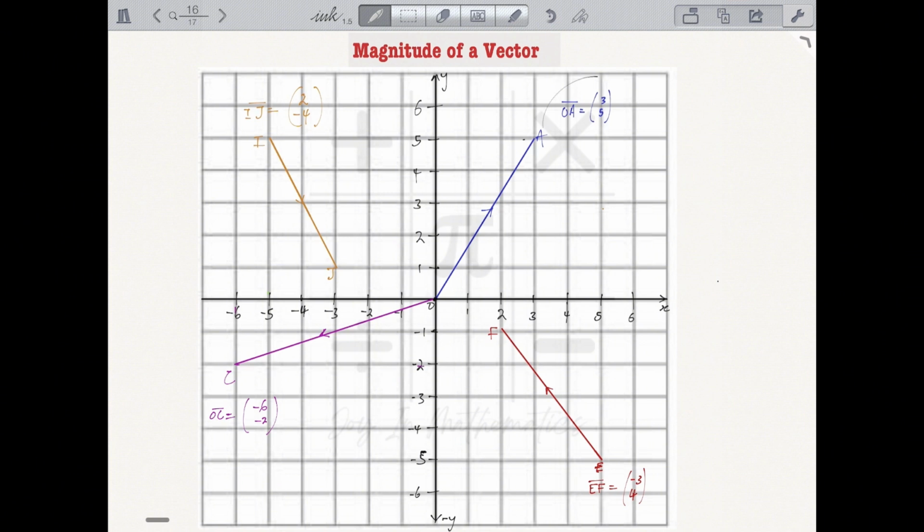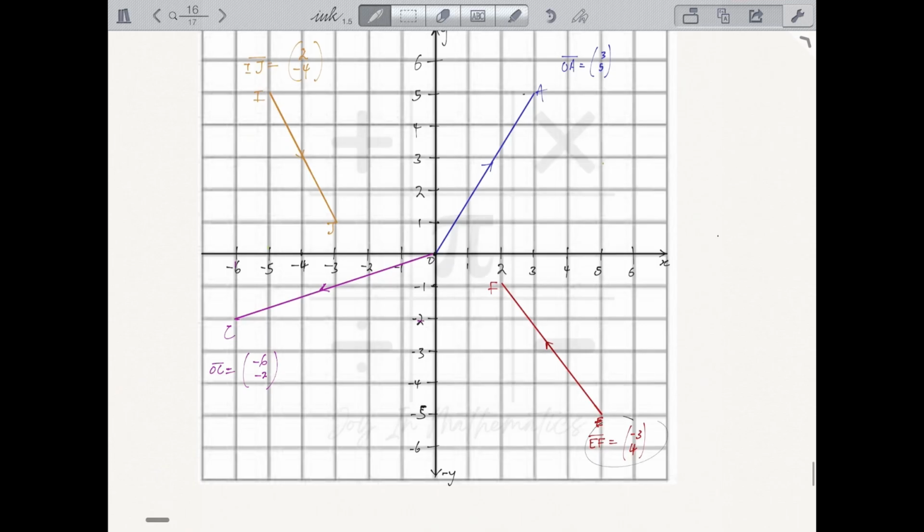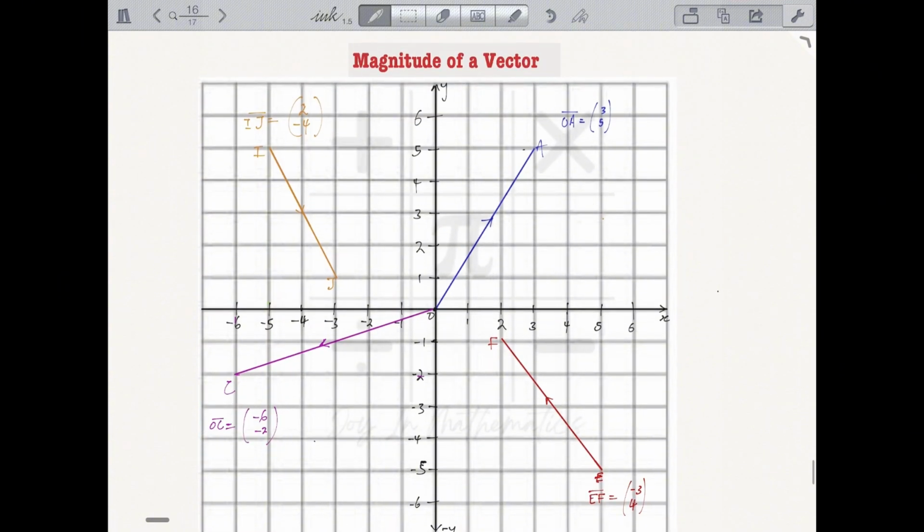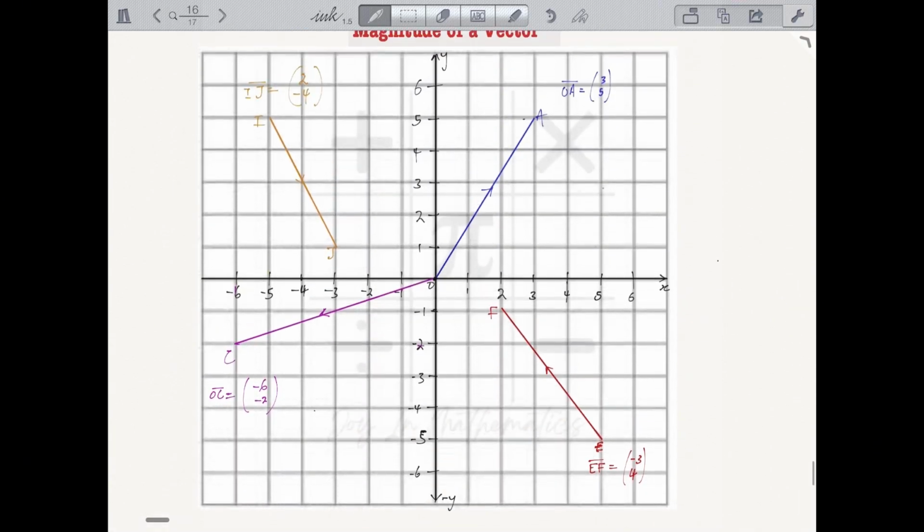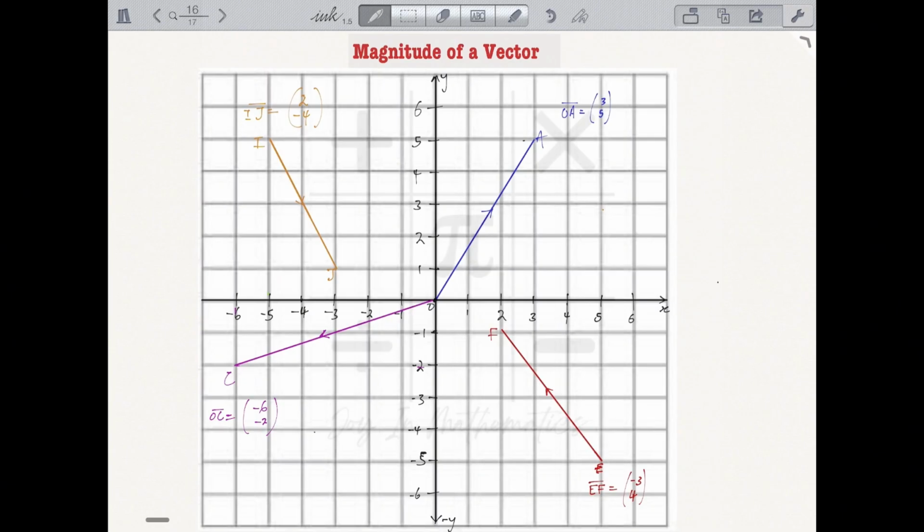Now, we call these types of question where we are asked to evaluate the vectors in the format of xy. So we have OA, (3, 5), EF, (-3, 4), and likewise OC, which is (-6, -2), and IJ, which is (2, -4). So let's begin. We want to evaluate the modulus of OA.